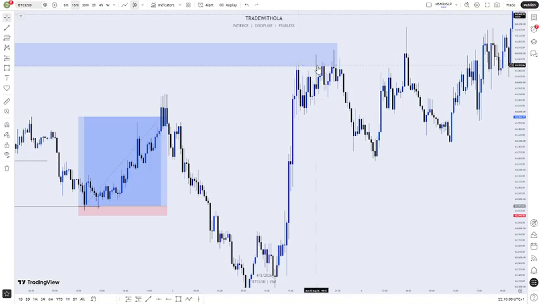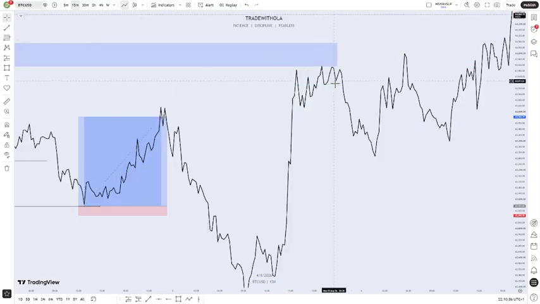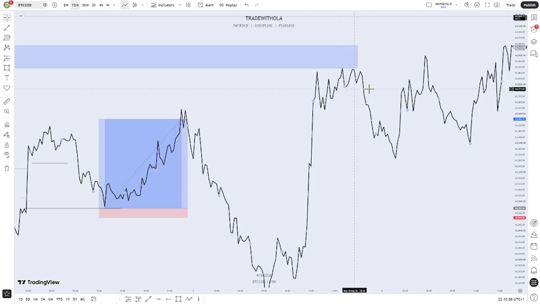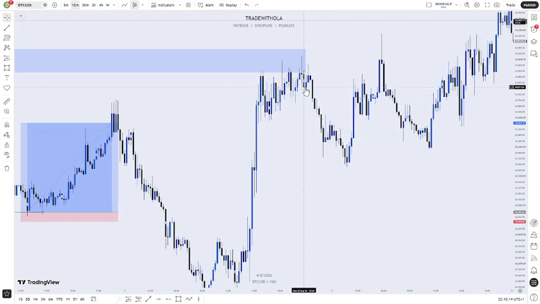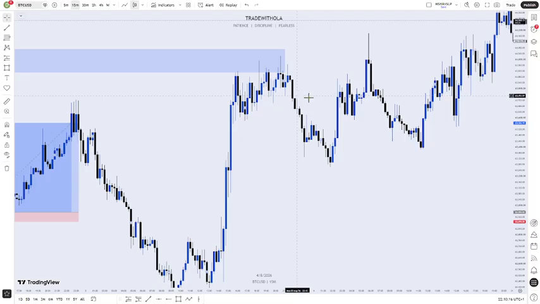I saw a sweep of liquidity. I saw a break of structure. You can see multiple break of structures. You can use your line chart if you're confused. Price broke structure here, here, and here. Multiple break of structures, right? But I will only focus on the first break of structure because that's where I need to focus.